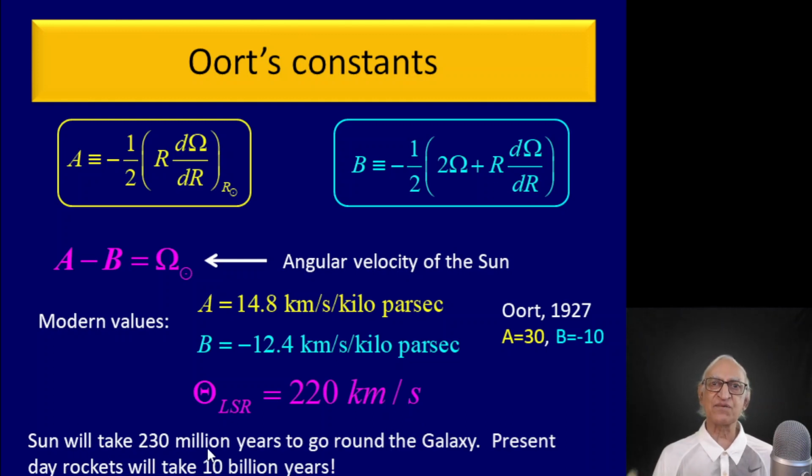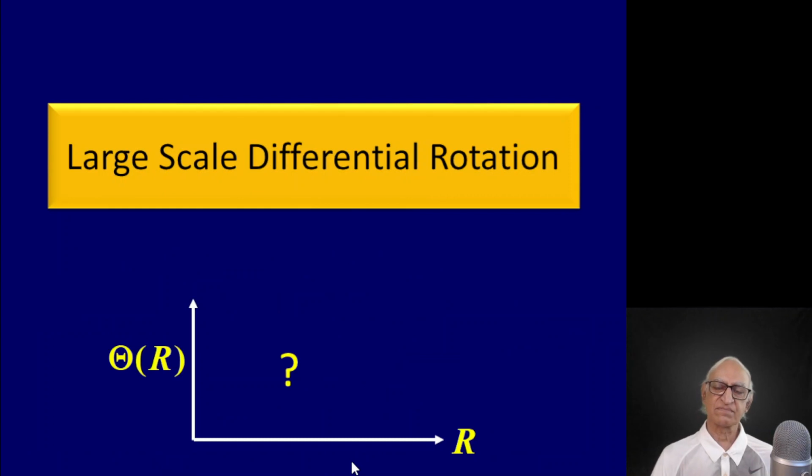So how long will it take for the sun to go once around the center of the galaxy? It will take about 230 million years to go around the galaxy. How long will it take if you use present-day rockets? It will take about 10 billion years. So that's all one can deduce from observing stars in the solar neighborhood.